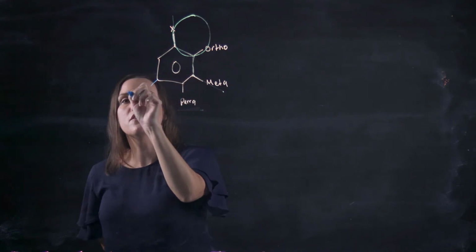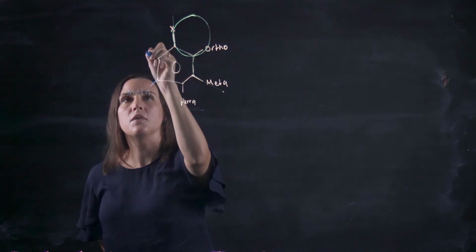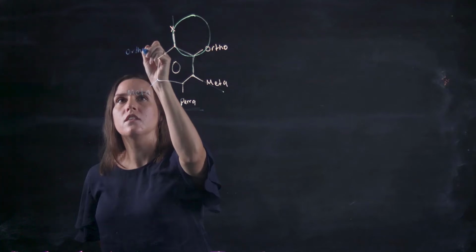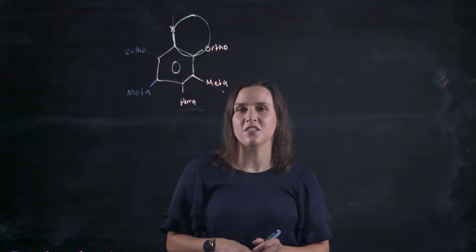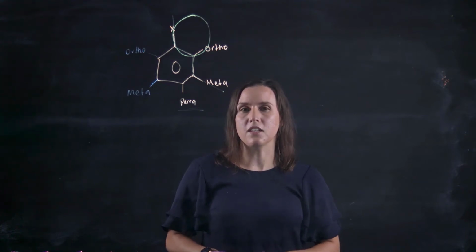So this one here is also a meta, and this one here is also an ortho. So we've got two ortho, two meta, and one para position on this benzene ring.